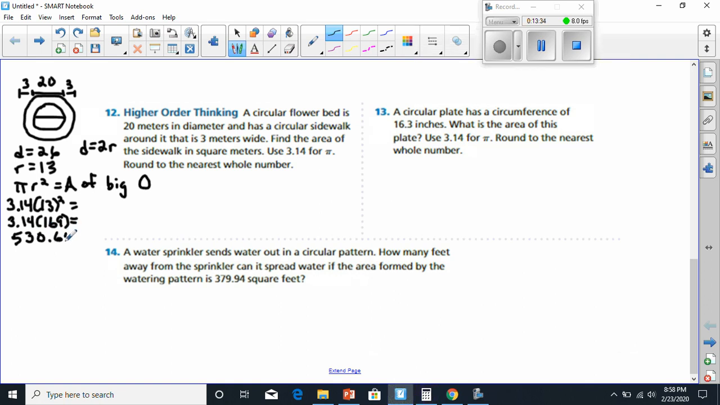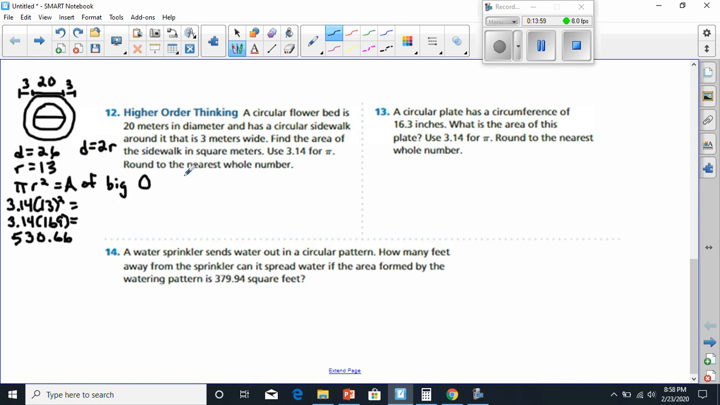530.66. But we're not done there. That's just the area of the big sidewalk with the garden. Now we have to find the garden by itself and then subtract that from that amount. Well, the garden was 20 by itself. So since that's a diameter, and the diameter is 2 radiuses, I take 20 and divide it by 2, and that's going to be 10.